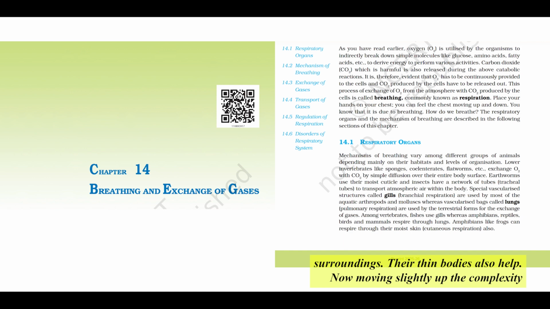Now, moving slightly up the complexity ladder, we encounter organisms with somewhat specialized structures. Take the earthworm, for example. It uses its moist outer skin, the cuticle, for respiration. This is called cutaneous respiration. The key word here is moist. Gases, especially O2, can only diffuse efficiently across a wet surface, so the earthworm's skin needs to stay damp.